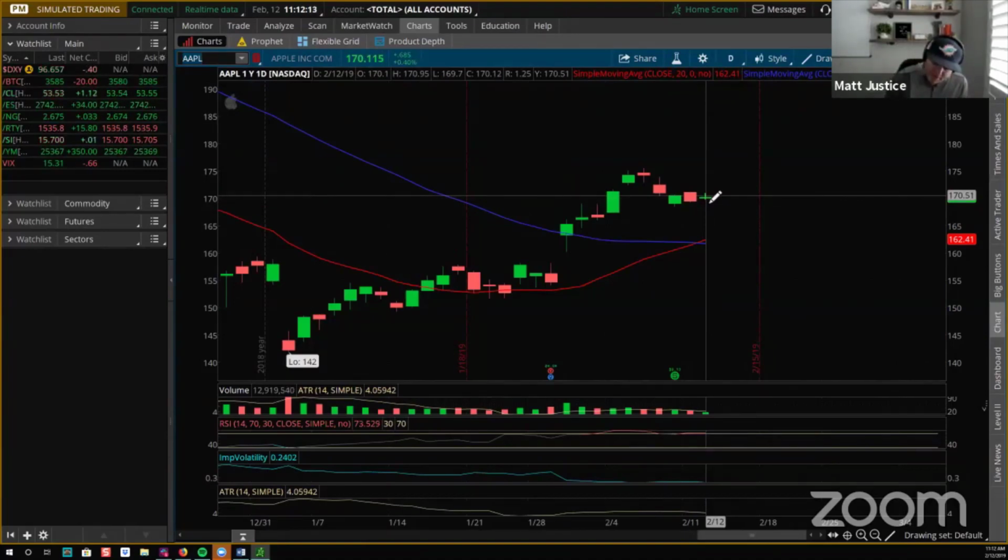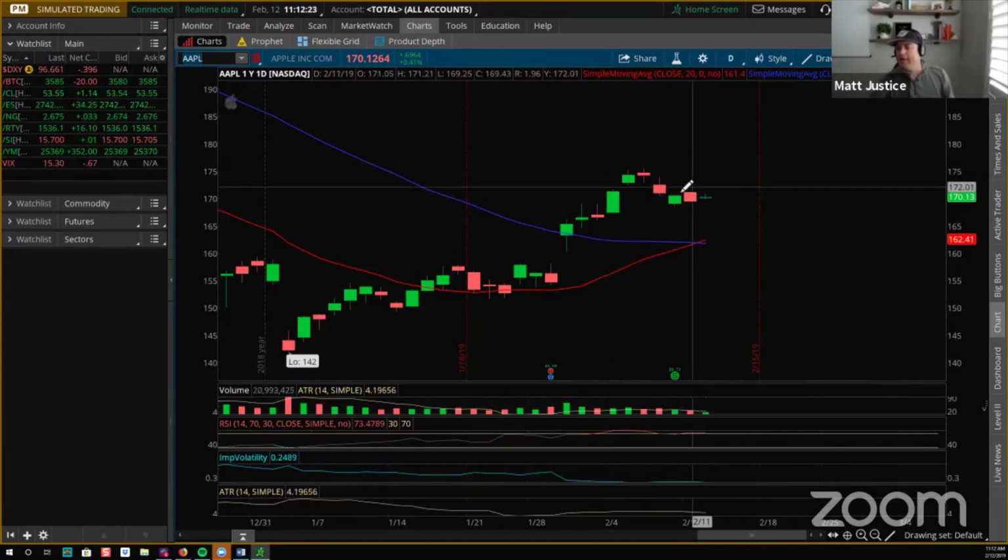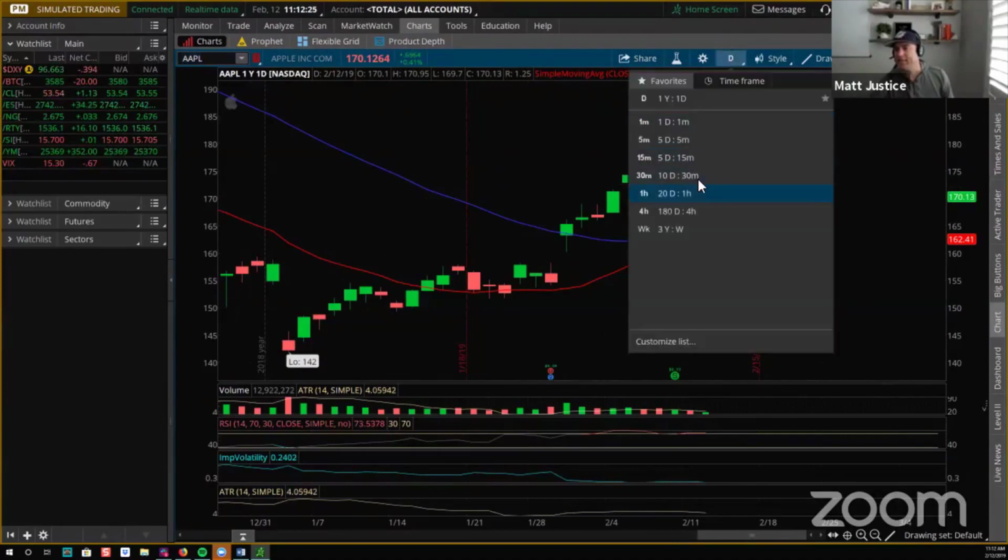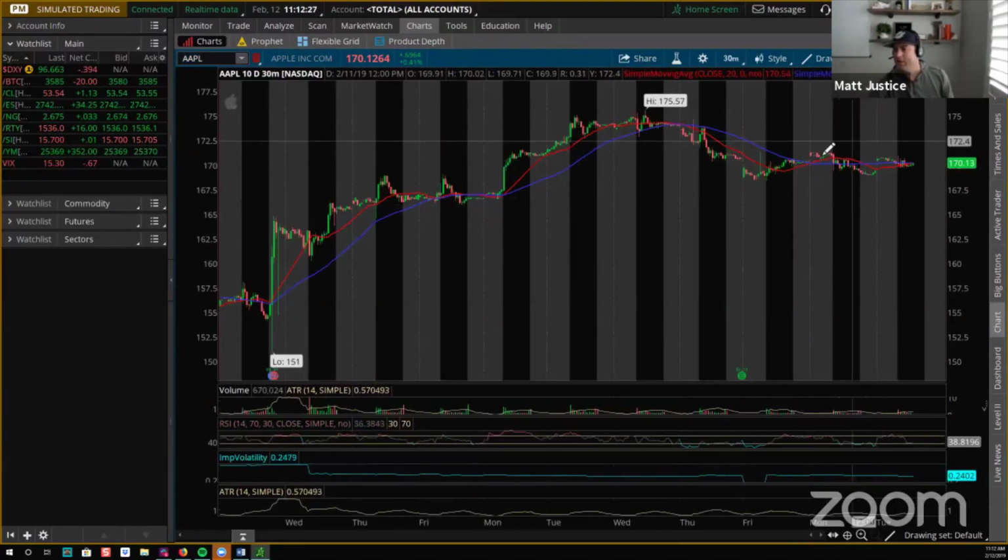So 170.95 plus my 40 cents, I'm going to get in at 171.35. So that would put my entry to get in, and let's drop this down to a 30-minute chart. That would put my entry to get in right here above that intraday resistance level.